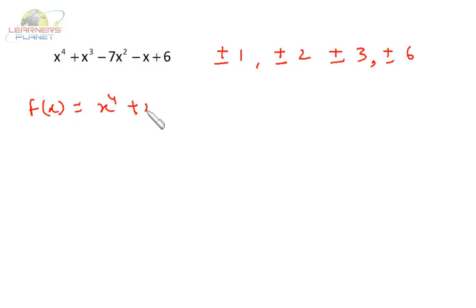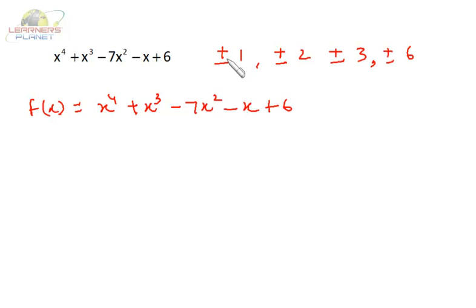Now let's factorize this biquadratic polynomial. First of all, we have to find out the factors of 6. These are plus minus 1, plus minus 2, plus minus 3 and plus minus 6. Let it be f(x). So f(x) is x to the power 4 plus x cube minus 7x square minus x plus 6.